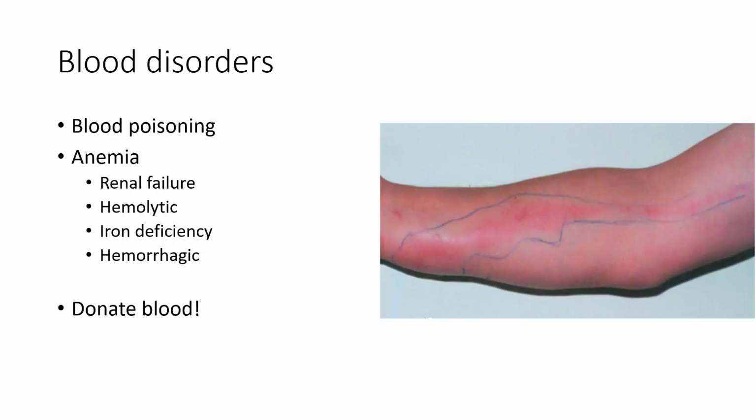Now, it'd also be a good time to mention various blood disorders. So blood poisoning is seen here, where a bacterial infection has affected the capillaries and veins, and you can trace it as it goes towards the heart. This would be a good time for antibiotics.